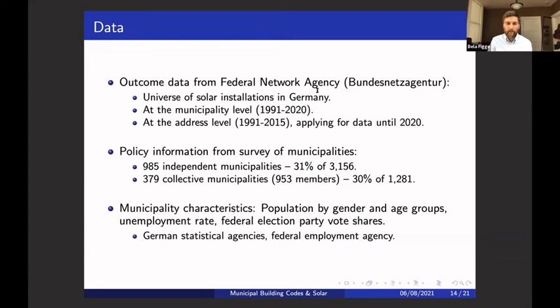And in the presentation here, we really just use municipality level data, so the count of solar installations and the capacity installed at a municipal level. For other research questions within the scope of this project, we'll also look at the address level later on. And we also use some data on the municipality characteristics, so population data, the unemployment rate, and in particular the share of the Green Party in federal elections as well.